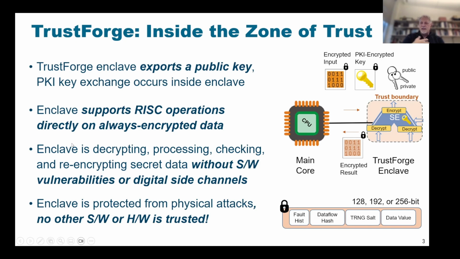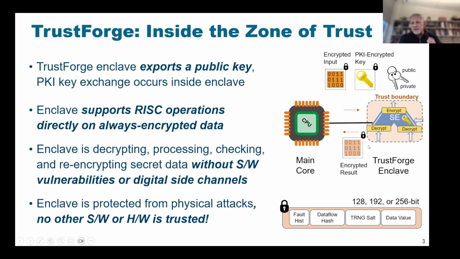The TrustForge enclave is accessing and computing directly on that data with these RISC-like instructions, and it's doing it in a way that eliminates software vulnerabilities and any side channels that could get access to that data. In fact, you can hack any of the software in the system. You can change any of the software in the system, and you cannot see what the data is that's being computed on by the TrustForge enclave. In addition, you can hack any of the hardware on the main system, and it cannot see the data that is being operated on. All you can do is steal and manipulate encrypted data.